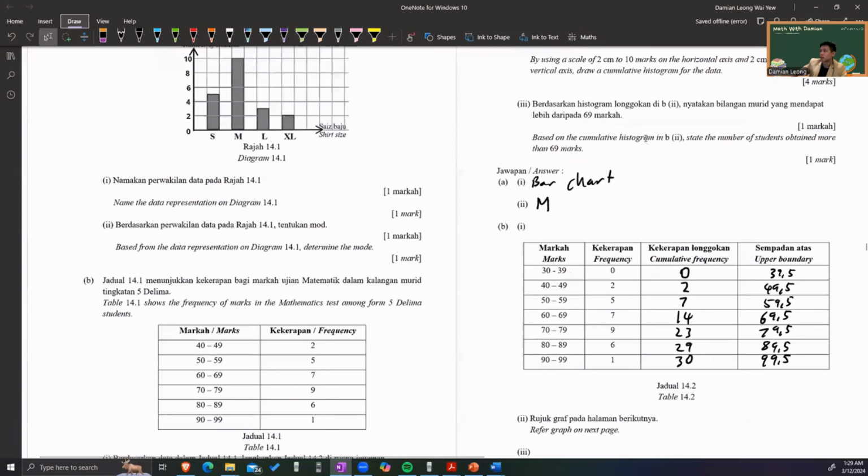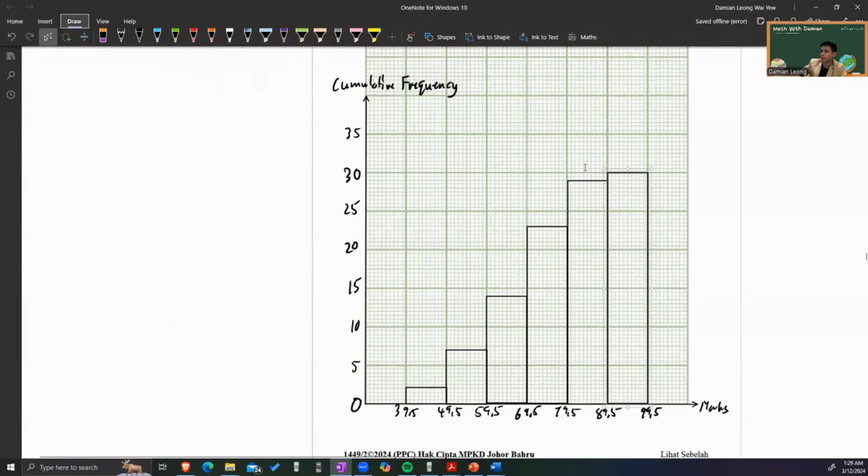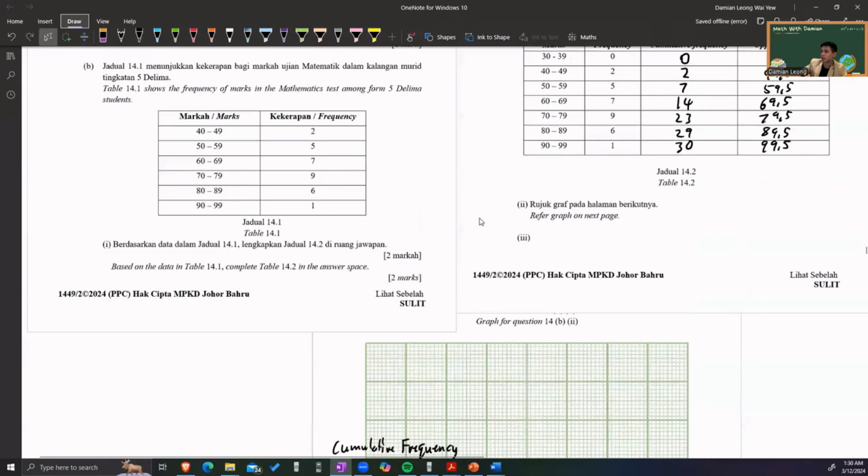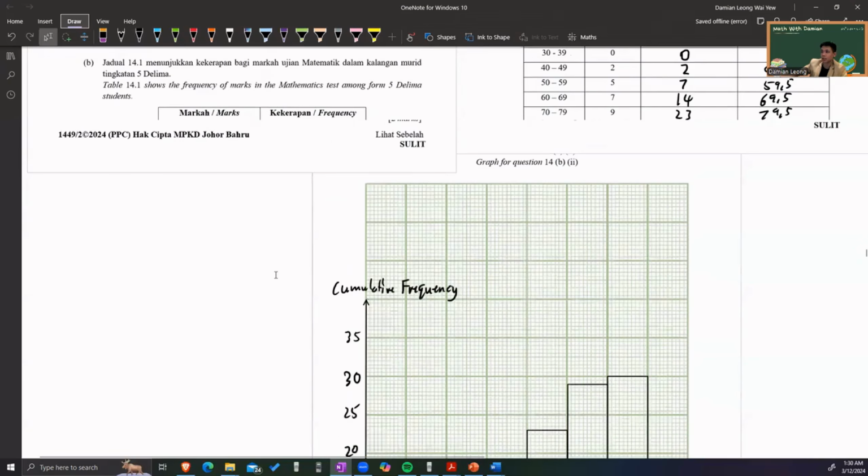Then, based on the cumulative histogram, state the number of students who obtained more than 69 marks. More than 69. 69 is here. So more than 69 means more than this value. 69 is up to 14. So more than 14 means I take 30 minus 14, which is 16.